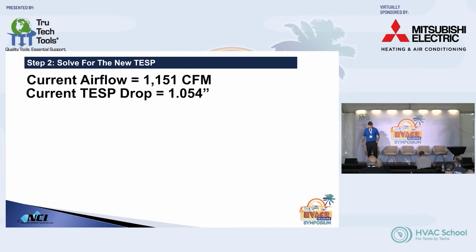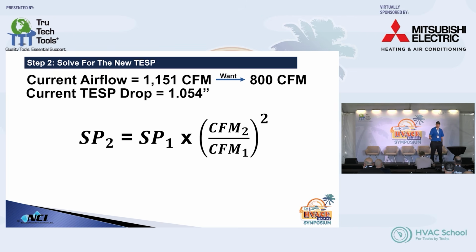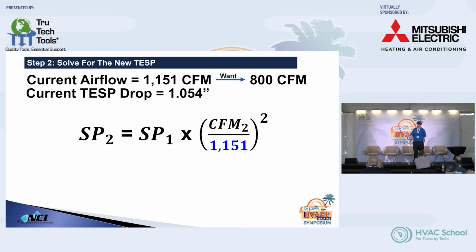So to get back into this example, we want 800 again. We're solving for TESP. This is a cool situation, guys. We have too much airflow, and this shows what happens to our TESP when we reduce our required airflow. Right? 1151 again.